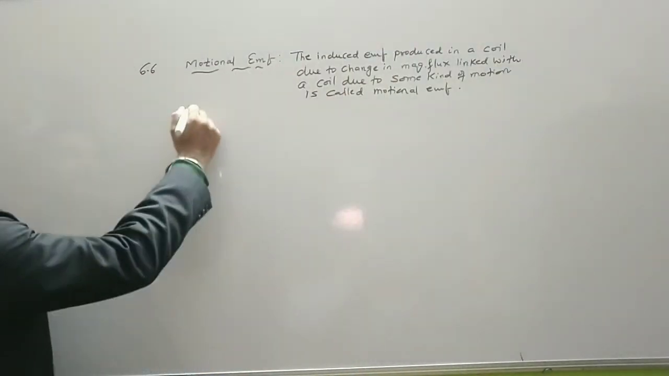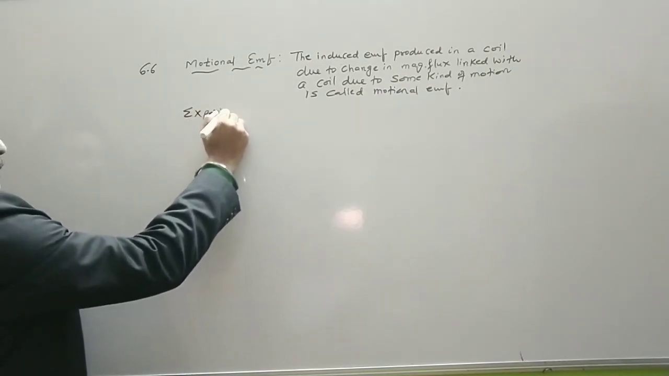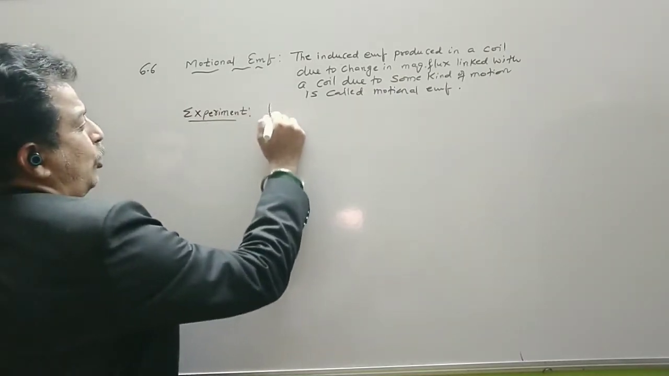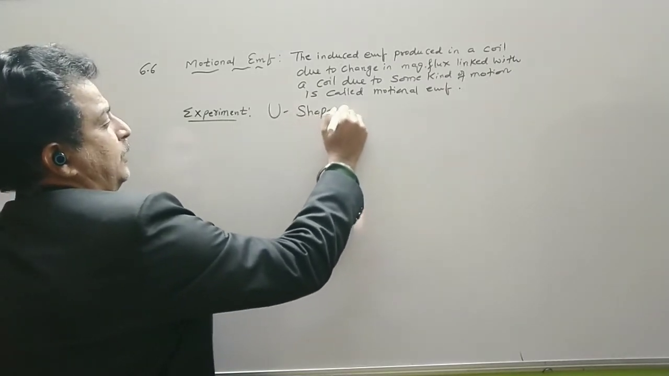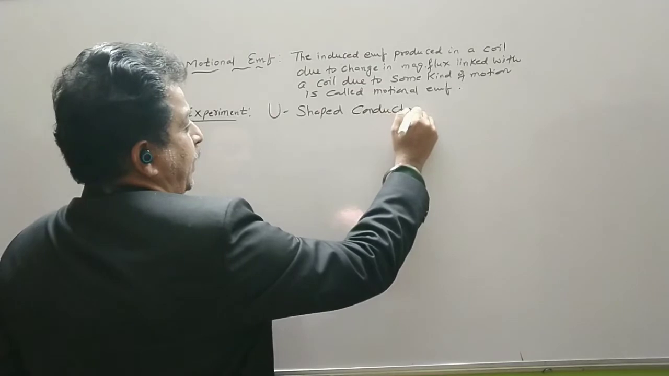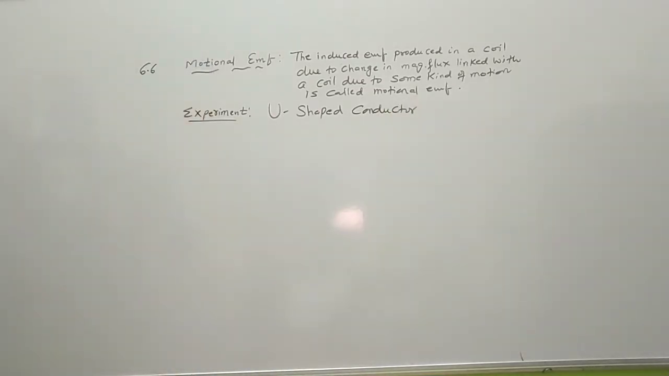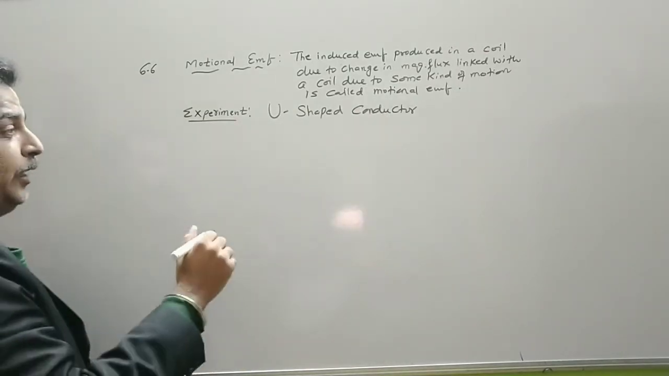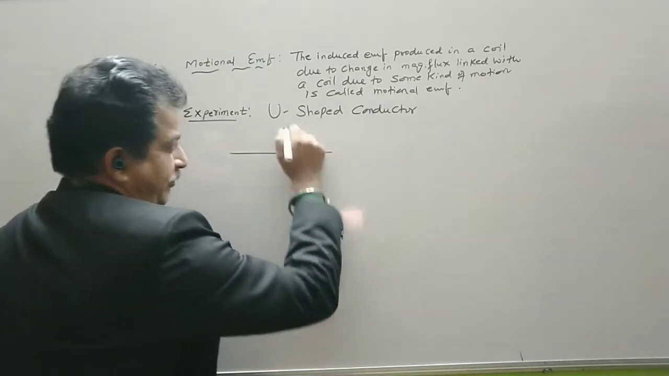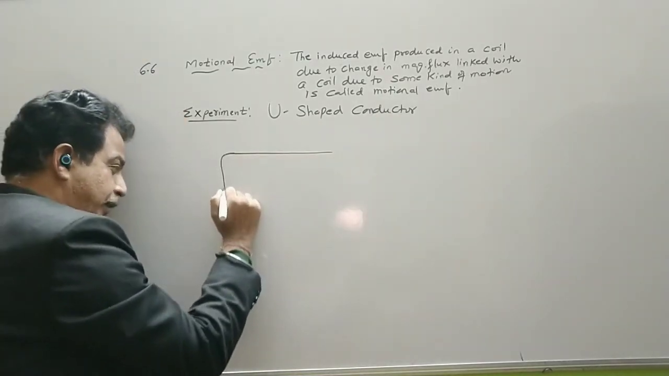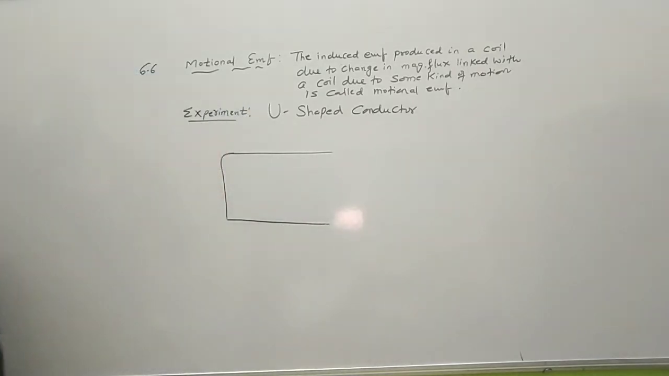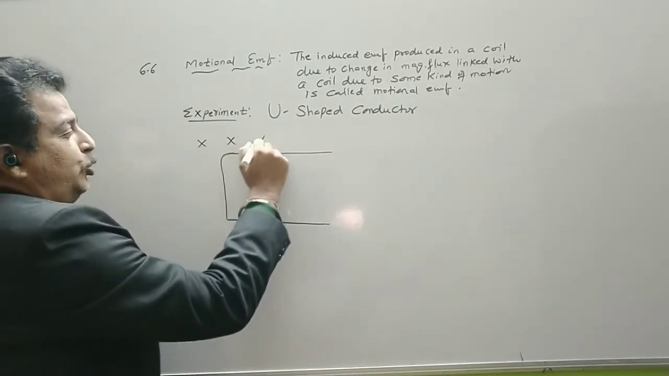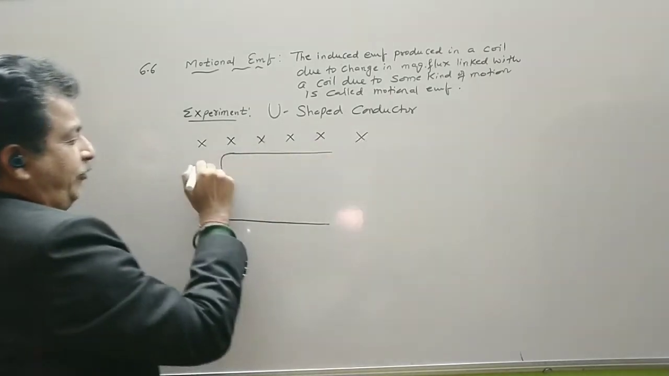Now let us consider one experiment. This experiment is also sometimes called the U-shaped conductor experiment. So in this we have to consider a U-shaped conductor. So first let us assume this U-shaped conductor. So this is a U-shaped conductor. Now this U-shaped conductor is placed in a uniform magnetic field.